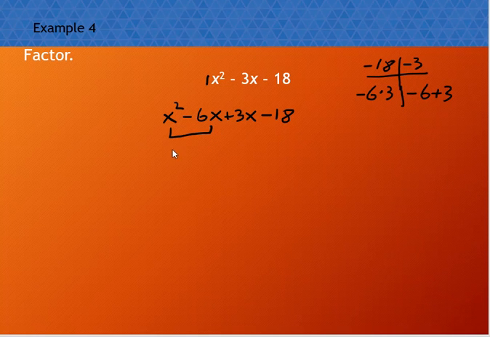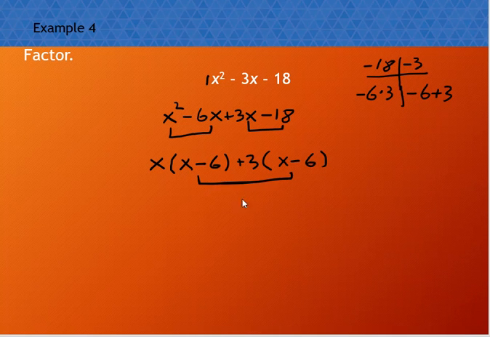Group the first two and factor out x. So we have x minus 6. The second one we can factor out 3. We also get x minus 6, which is good. So now we factor out x minus 6. After we do so, we get x plus 3.